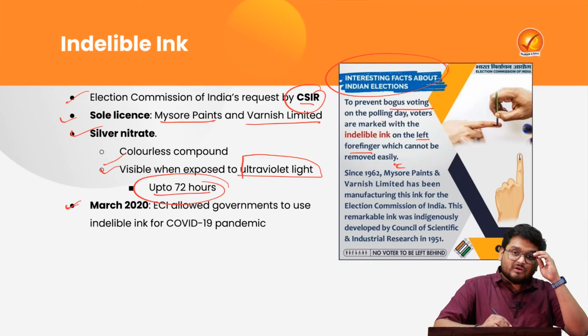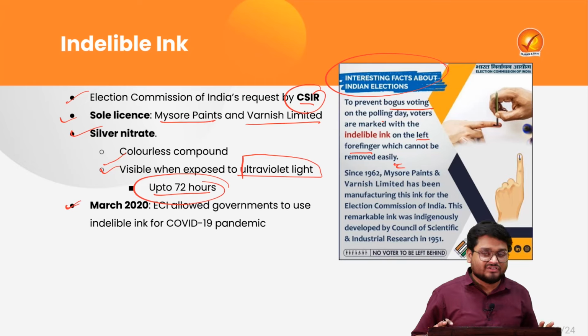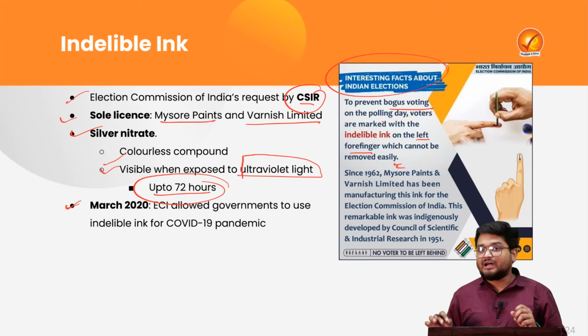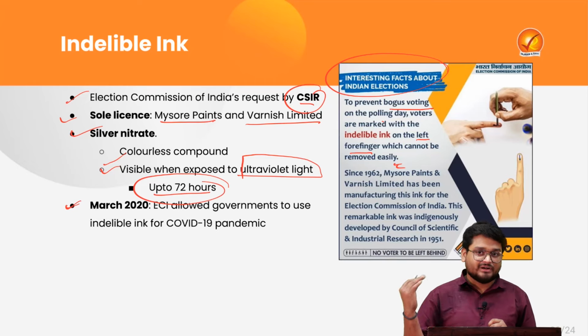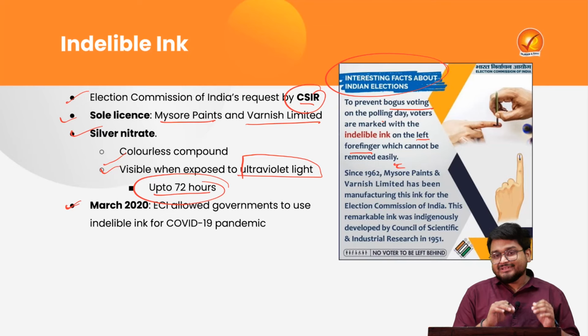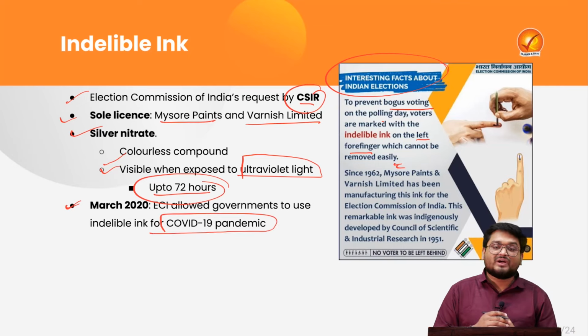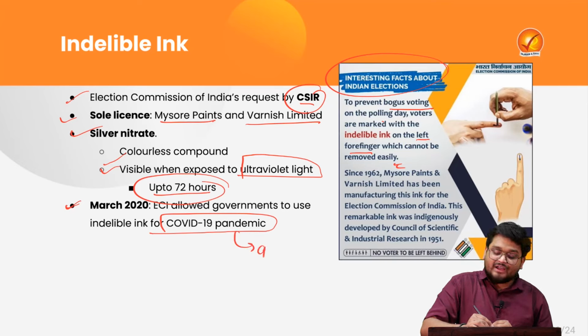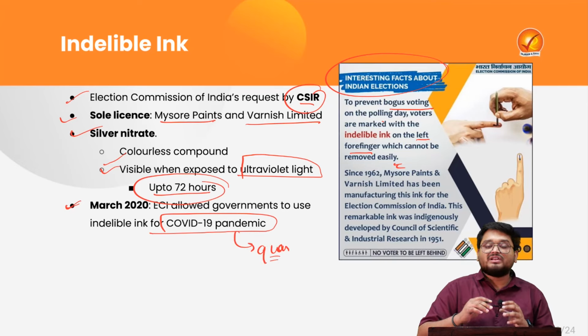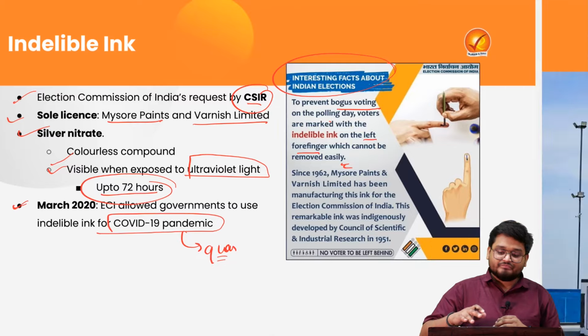And actually, apart from using the same in the Indian elections, the Election Commission of India gave the permission to the government of the day to use this indelible ink for COVID pandemic purposes, to mark people who were quarantined and who were treated for COVID.